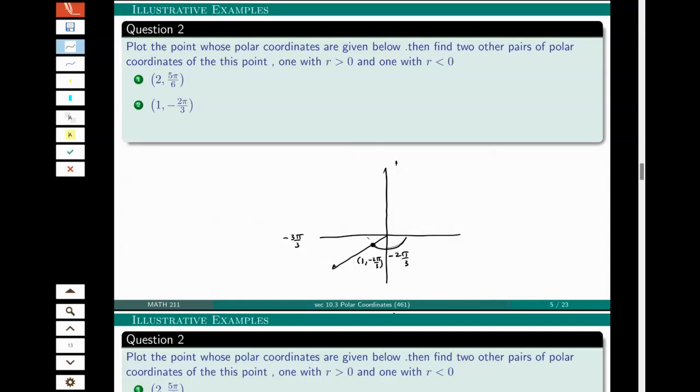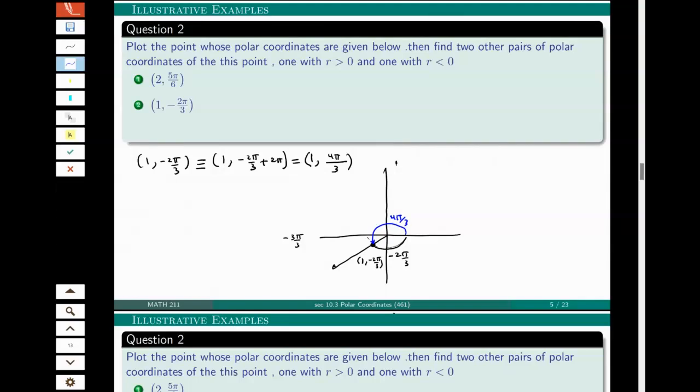Now, if I want r to be positive, I can say 1 and minus 2 pi over 3 is equivalent to 1 and minus 2 pi over 3 plus 2 pi, which is equivalent to 1 and, over 3, that will be 6 minus 2, 4 pi over 3. So this is 4 pi over 3.